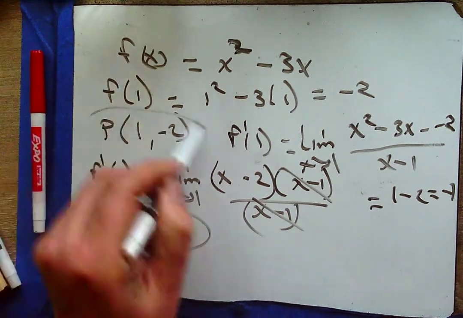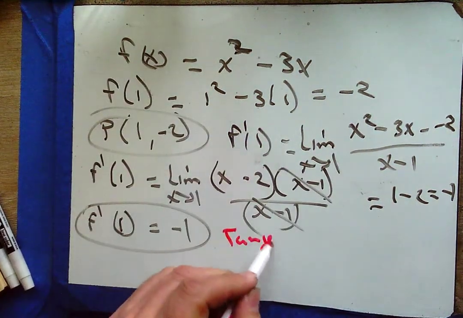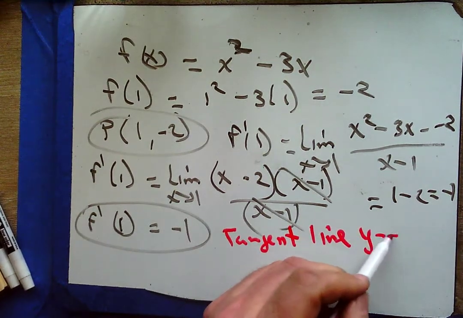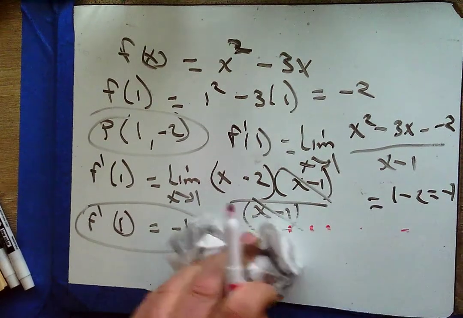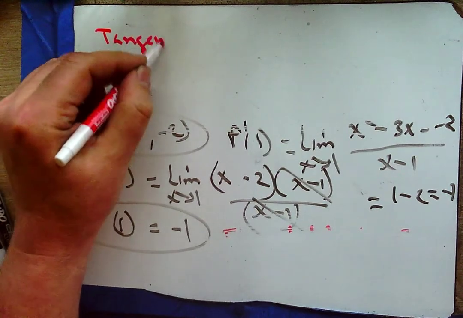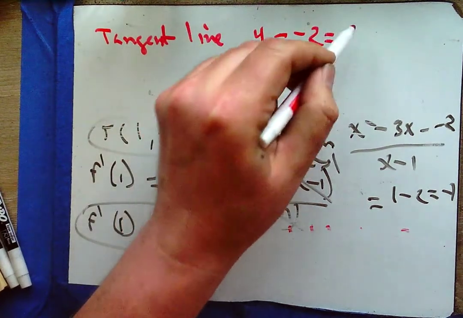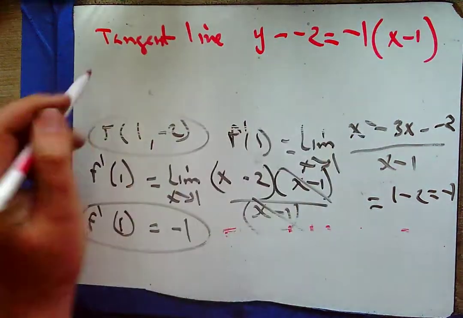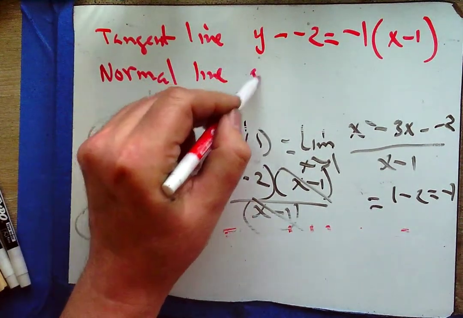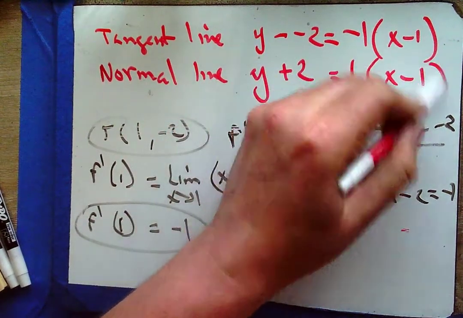I have a slope, I have a point, I can write the tangent line. It's just not enough space for that. Okay. Tangent line: y minus negative 2 equals negative 1 times x minus 1. And the normal line is perpendicular, so y plus 2 equals the opposite reciprocal times x minus 1.